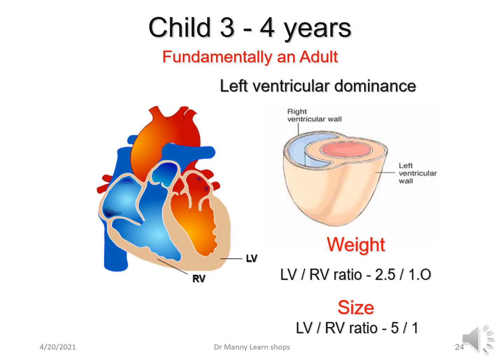When a child reaches about 3 to 4 years of age, fundamentally, it's like an adult. And because the left ventricle has had to work fairly hard over that period of time, pumping blood into the systemic circulation, it's become more dominant. The right ventricle has become less dominant because it's only had to pump blood into a fairly low resistant circulation, the pulmonary circulation, and as a consequence of that, the left ventricle has become larger. So the weight ratio, the left ventricle is about 2.5 times heavier than the right ventricle, and its size has increased from 1 to 5 times larger than the right ventricle.